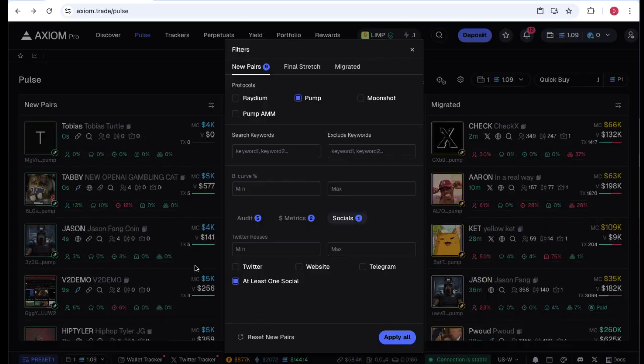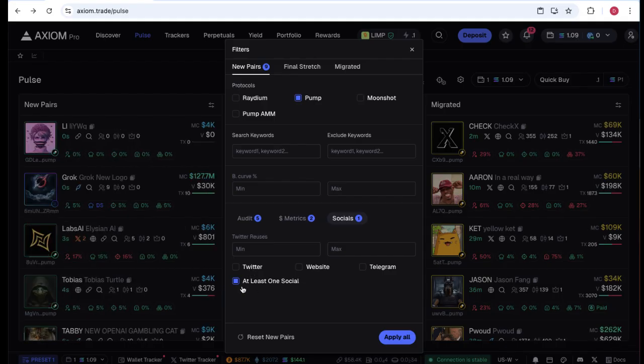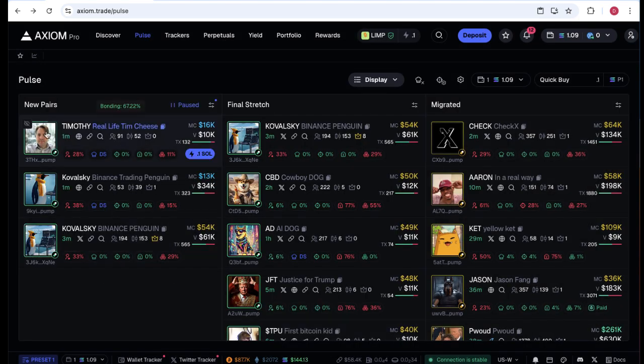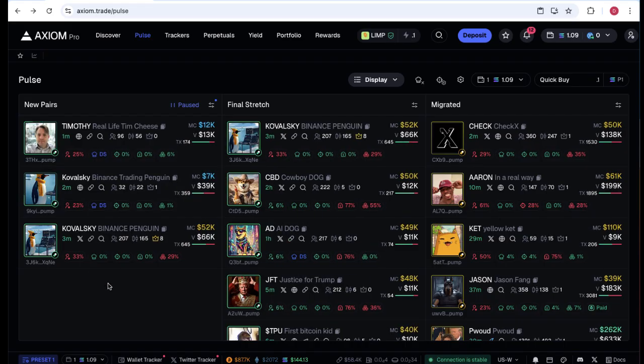I really like tokens that have an X account, but I've seen a lot of runners that don't have an X account, so I still want to take a look at them. So just select at least one social, and we can go ahead and apply that now. And as you can see, this section has dwindled down to literally 3 coins, but this is a copycat token, and you're only looking at 2 coins that are under the 5 minutes. And as you can understand right away, that's gonna make your sniping a lot easier.